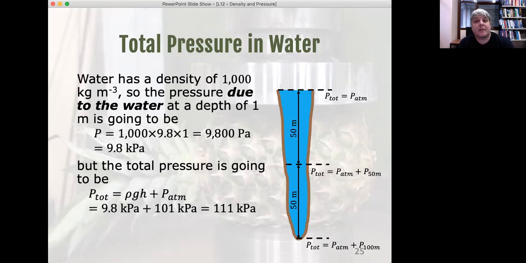So again, both are relevant bits of information. It's useful to know that going down 1 meter through water increases your pressure by 9.8 kilopascal. It's also useful to know that the total pressure at 1 meter below the surface of water is 111 kilopascal.